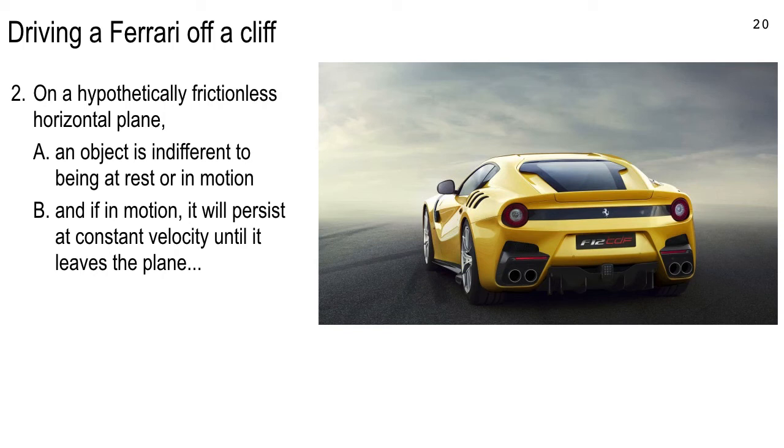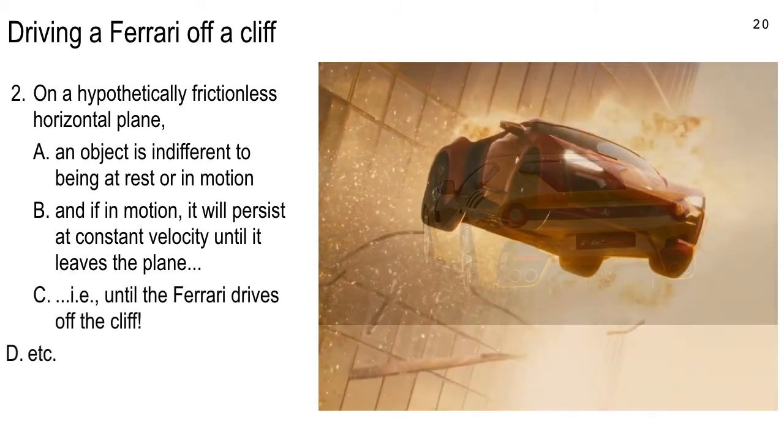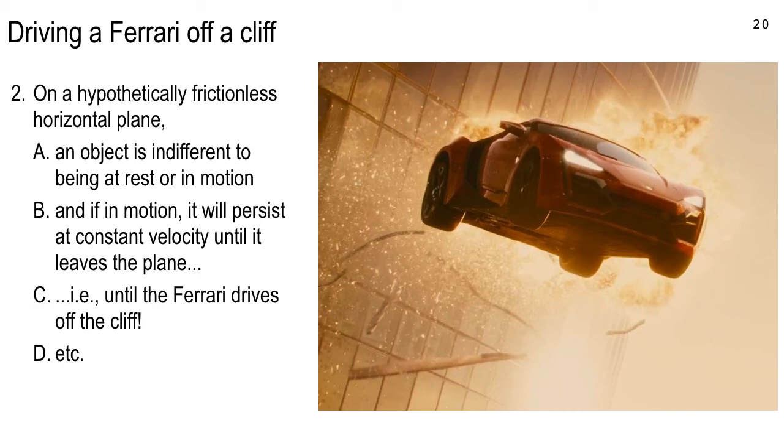He said, if it's in motion, it'll persist at that constant velocity until it drives off the edge of the plane. So that's like a Ferrari driving off a cliff. Now, a cliff is not frictionless, but this is like a frictionless horizontal surface, off the edge of which you can drive a Ferrari. Okay? And so what happens next is where Galileo used his idea of indifference to being at rest or in motion at constant velocity.